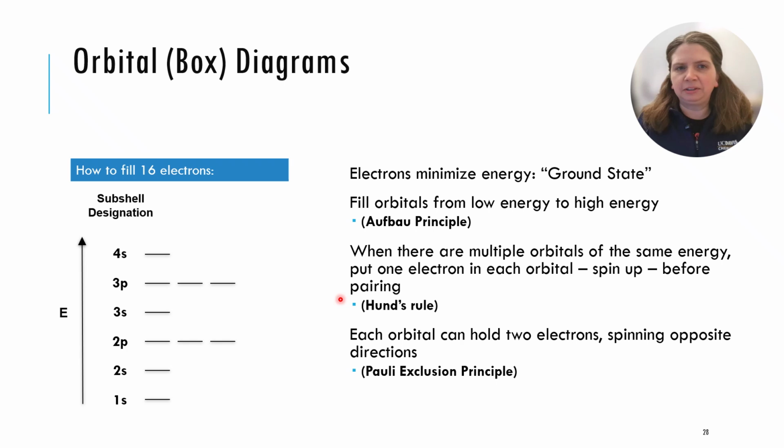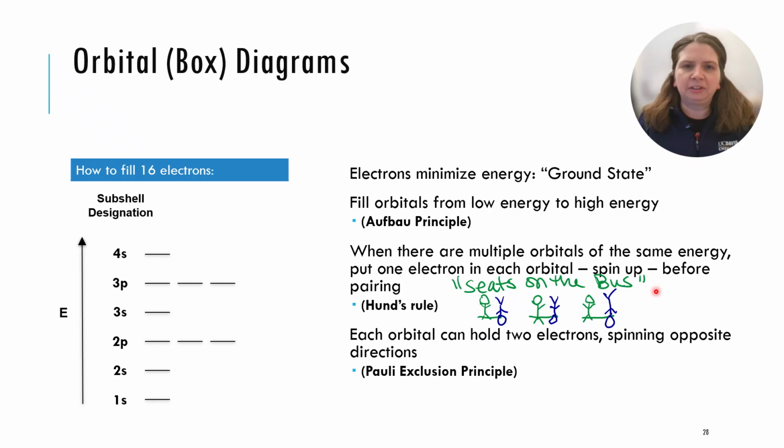You can think of Hund's rule like seats on a bus. If there are lots of empty rows, you usually do not sit next to a stranger. Only after all the rows have one person does it become socially acceptable to sit next to someone else. The final principle is that each orbital can hold a maximum of 2 electrons. When 2 electrons occupy the same orbital, they must have opposite spins. One spin up and one spin down. This is known as the Pauli exclusion principle.